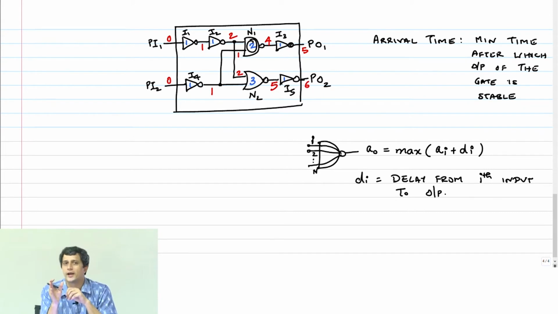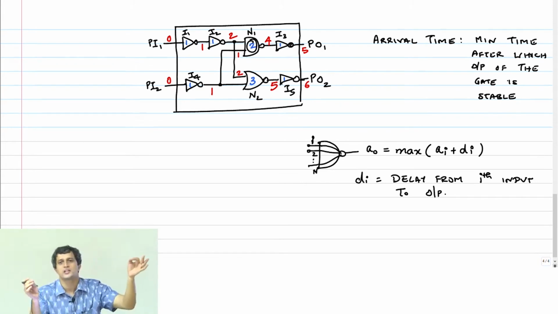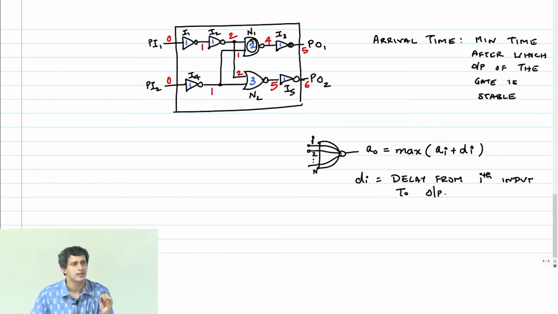So now I can define what is known as a critical path. The critical path is the path from input to output which results in maximum time for any input to propagate to the output. That means after the critical path time, every output will be stable.